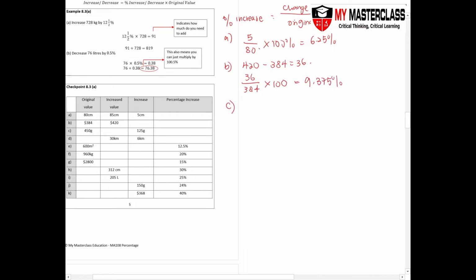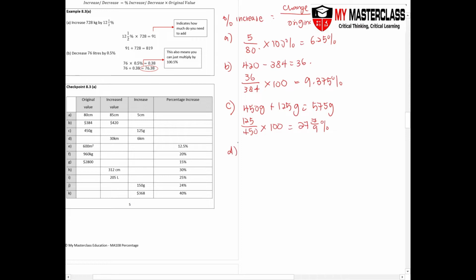Then let's take a look at part C. In C, they gave you the increase, so you need to find out the increased value. You have 450 grams, you plus 125 grams. This will give you 575 grams. So you take 125 over 450, then you multiply by 100. So what does this give you? It will eventually give you 27.7 recurring 9%.